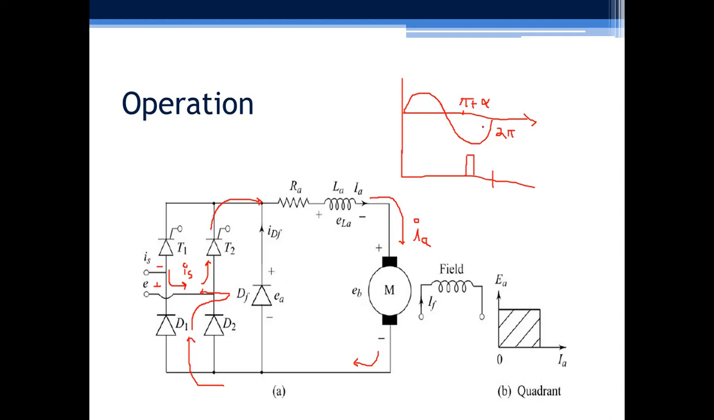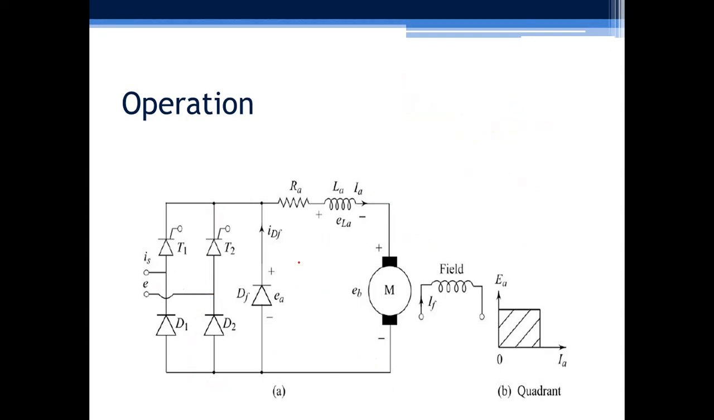Now at 2 pi, this T2 and D1 will again turn off due to natural commutation, and T1 and D2 will become forward biased, but gate pulse to them will be applied at 2 pi plus alpha duration here. So during this time period, from 2 pi to 2 pi plus alpha, freewheeling action will take place. Again inductor will change its polarity and inductor will freewheel the energy through load itself. So this freewheeling action will take place.